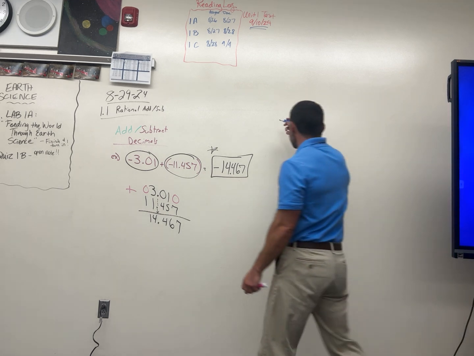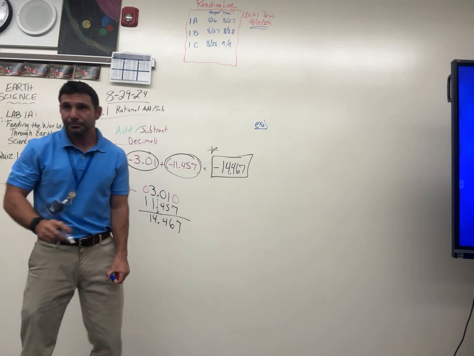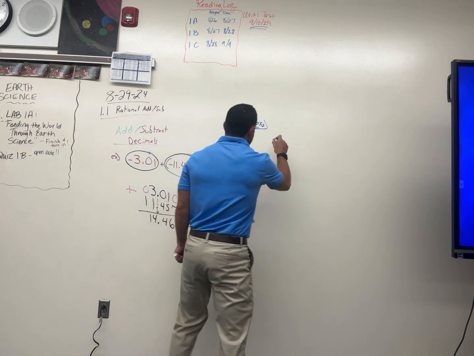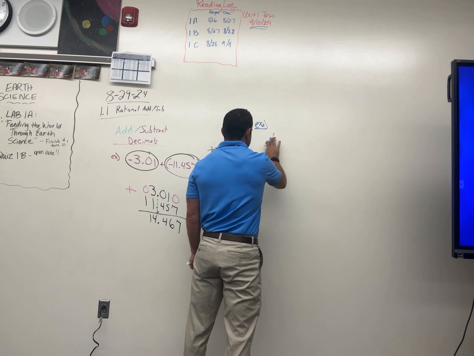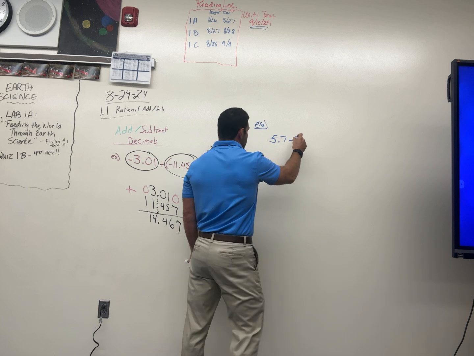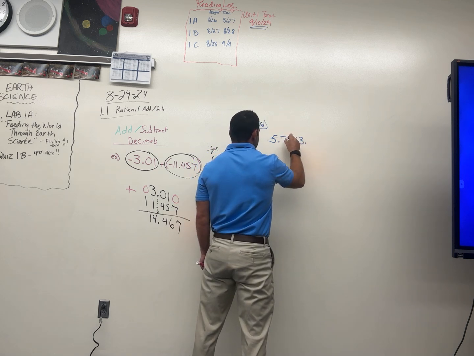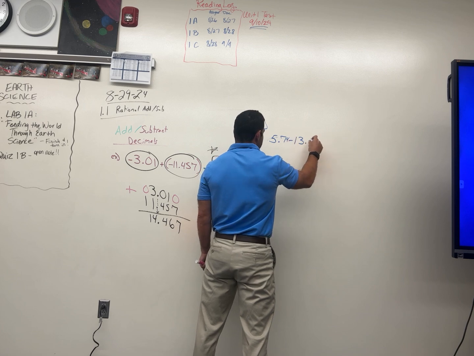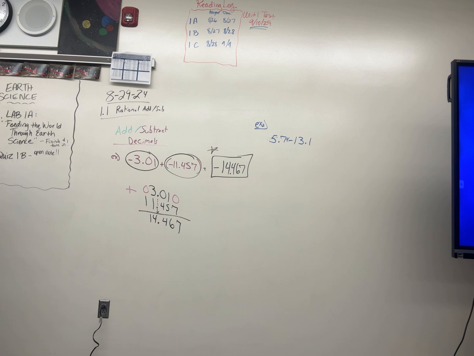I'm just trying to make sure that the video can see stuff. So here's example 2. Let's go. 5 and 7 tenths minus 13. Actually, let's make this 74 hundredths. 13 and 1/10. So 5 and 74 hundredths minus 13 and 1/10.